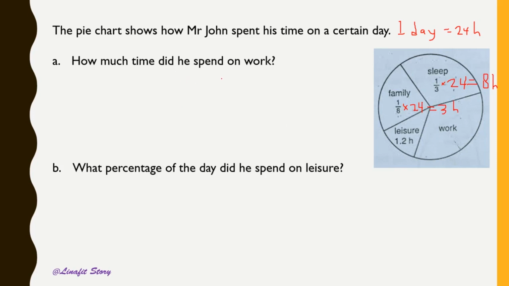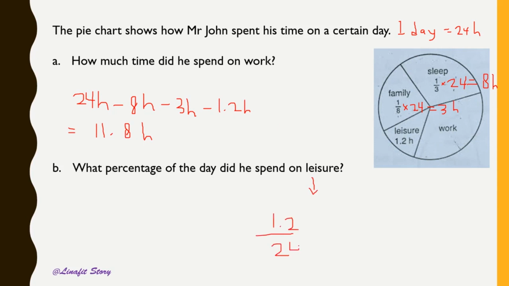Then how much time did he spend on work? It will be 24 hours minus 8, minus 3, minus 1.2 hours, equals 11.8 hours. B. What percentage of the day did he spend on leisure? It will be 1 out of 2 out of the total of 24 hours times 100%, equals 5%.